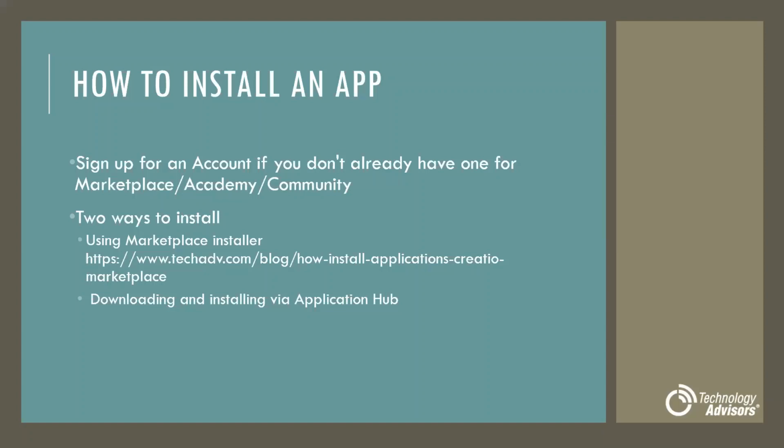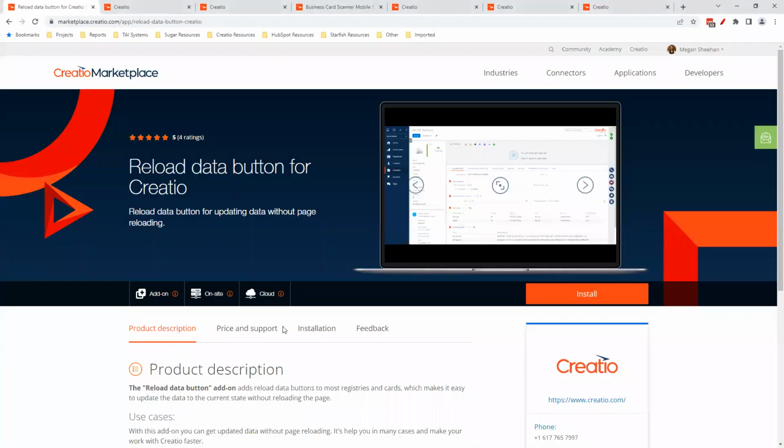And then once you are logged in, you can install in a couple of different ways. So there's like a click-through marketplace installer that you can use. I'll show you what that looks like. And then we do have a blog we published recently that had a step-by-step walkthrough of how to use that. Or you can actually just download the package and install it directly through Application Hub. So whichever one is your preference, whichever works better for you, you have the option to do it either way.